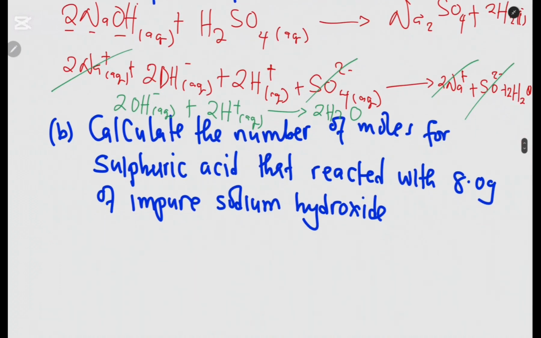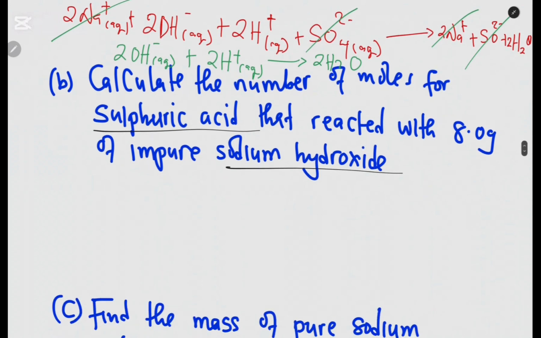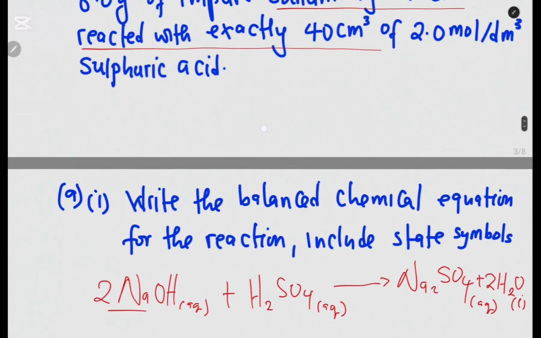Calculate the number of moles for sulfuric acid that reacted with 8.0 gram of impure sodium hydroxide. Calculate the number of moles of sulfuric acid that reacted with impure sodium hydroxide. So all these, if you can see, they are on the reactant side. So we are going to form the ratio of sodium hydroxide, which is impure, to sulfuric acid. Now they are saying calculate the number of moles of sulfuric acid that reacted with. Now, not even this one, please. Let us look at what we are given in terms of sulfuric acid from the first.